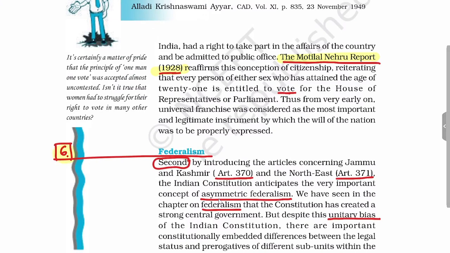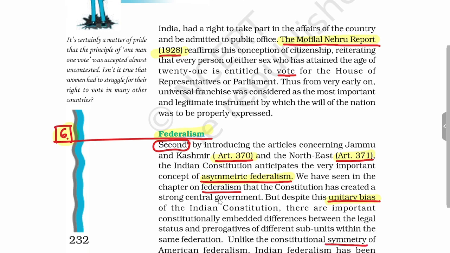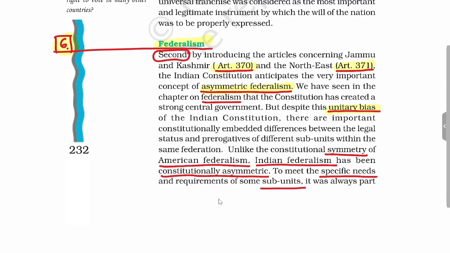Then we will see another concept, federalism, in which special provisions are there for some states. For example, Article 370, which is deleted now, was related to Jammu and Kashmir, and Article 371 is related to the Northeast, which is still in force at present. Because of the special privileges, Indian federalism is asymmetric. Although the Indian constitution has a unitary bias, unlike American federalism, which is based on symmetry, Indian federalism is based on asymmetry.